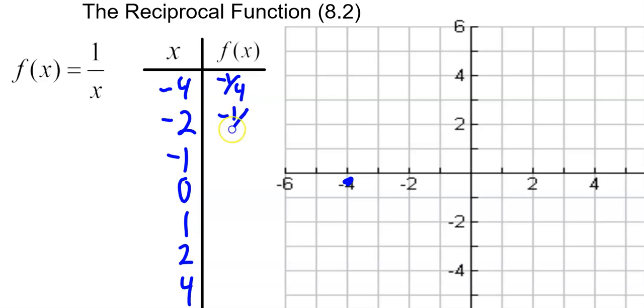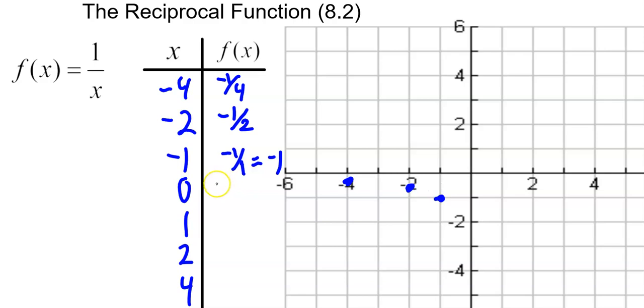This would be -1/2 when I plug in -2 there. So -2, -1/2, right about there. -1 over 1, which is -1, -1, -1.